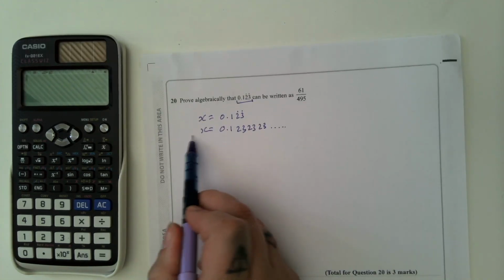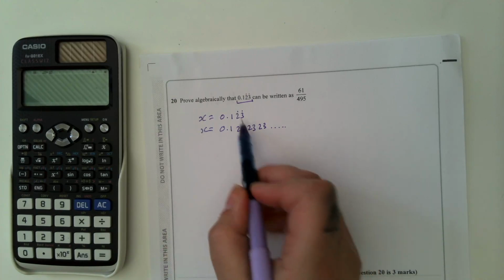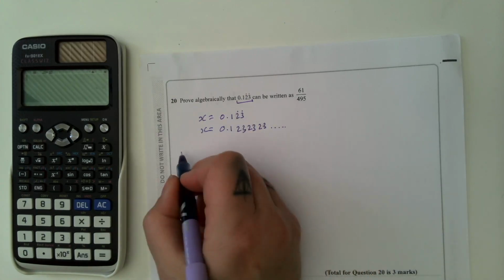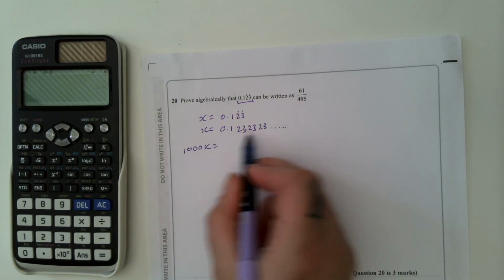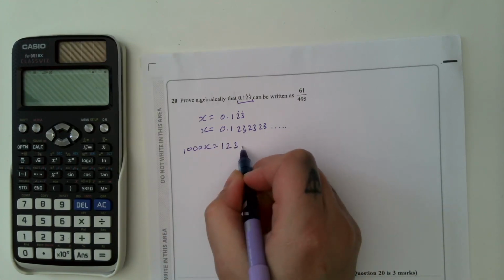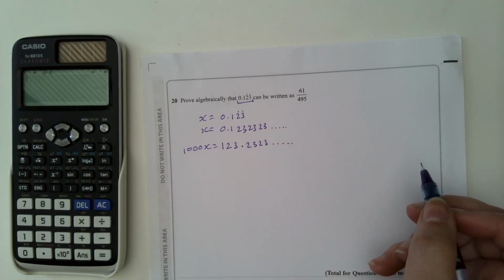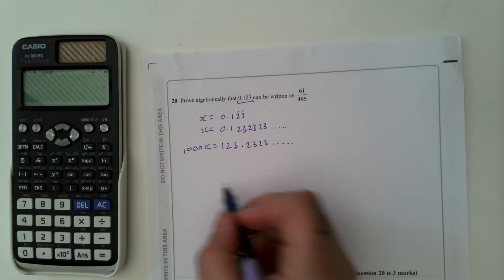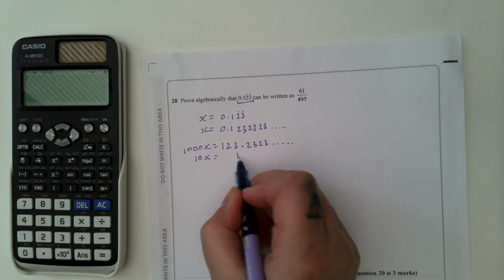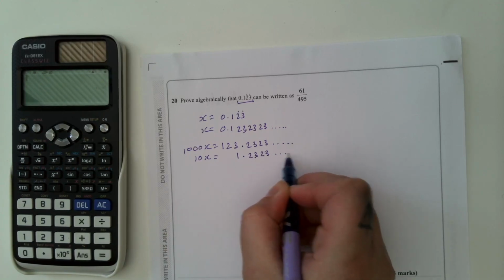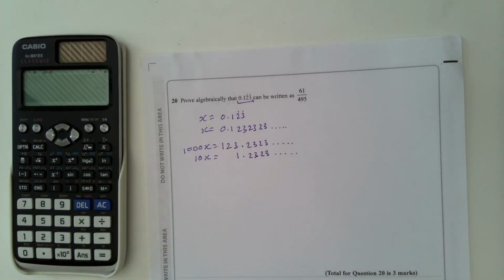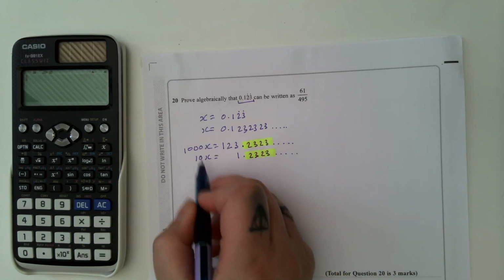Okay, so I'm going to do two different versions of this now. Because I've got 3 digits here, I'm going to do 1000x. If I multiply this by 1000, I get 123.2323 recurring. And then I'm also going to do 10x, because that will give me 1.2323 recurring. And then now what you'll notice is the recurring values after my decimal point match exactly. So now I'm going to subtract these two versions from each other.